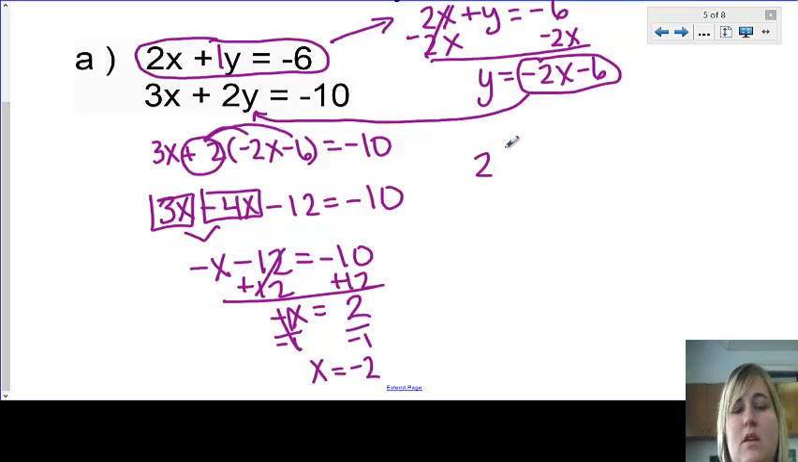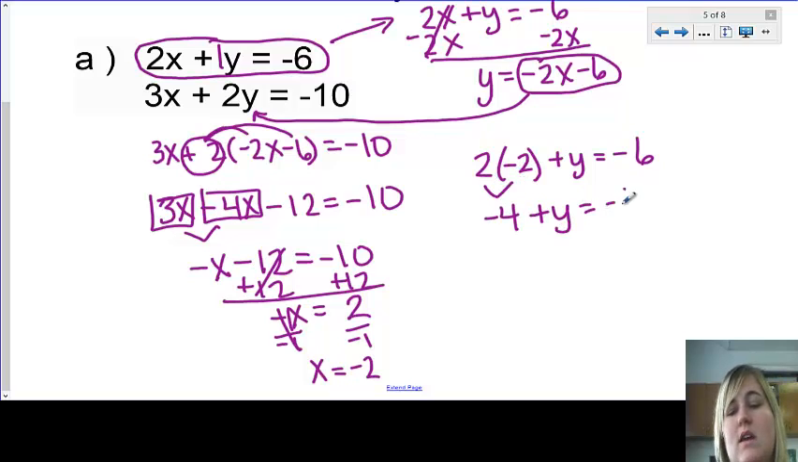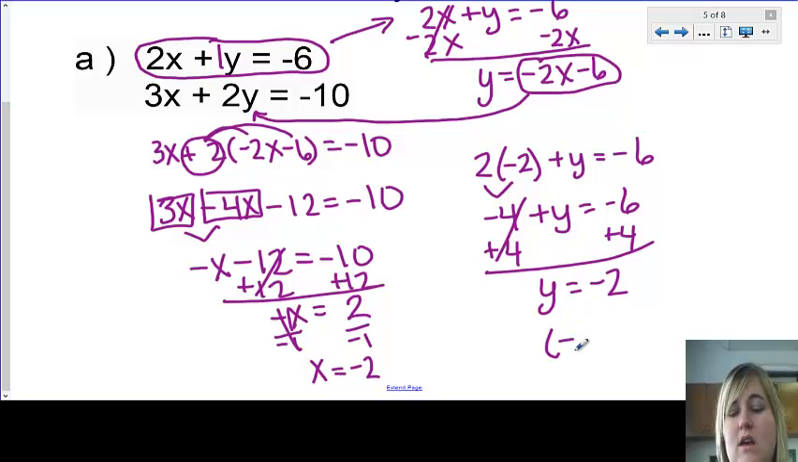I have 2, instead of x I'm going to put negative 2, plus y equals negative 6. So 2 times negative 2 gives me negative 4 plus y equals negative 6. Now I have to add 4 to both sides. So I have that y is equal to negative 2. So my solution is negative 2, negative 2.